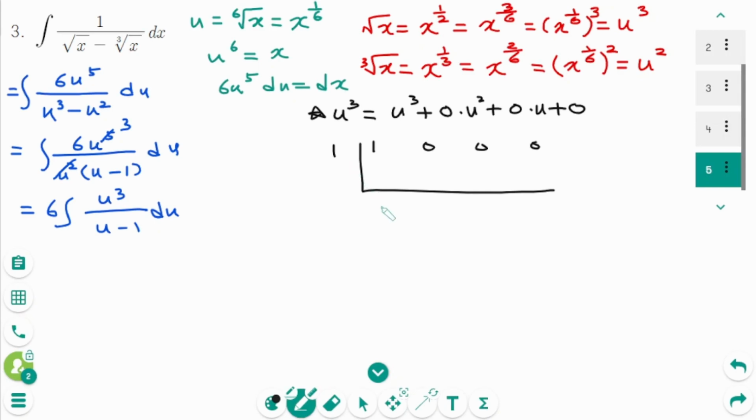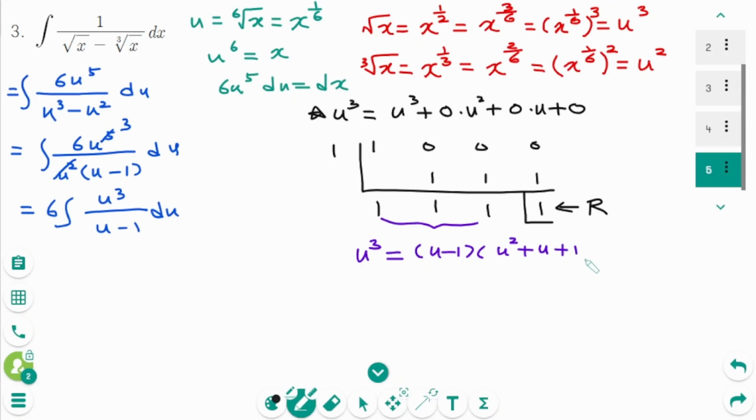So 1 here, 1 down. 1 times 1 is 1. 0 plus 1 is 1. 1 times 1 is 1. 0 plus 1 is 1. 1 times 1 is 1. 0 plus 1 is 1. Then this part is the remainder. So u cubed equals 1, which is u minus 1. Then the quotient 0, 1, 2, u squared plus u plus 1 plus remainder, which is 1.